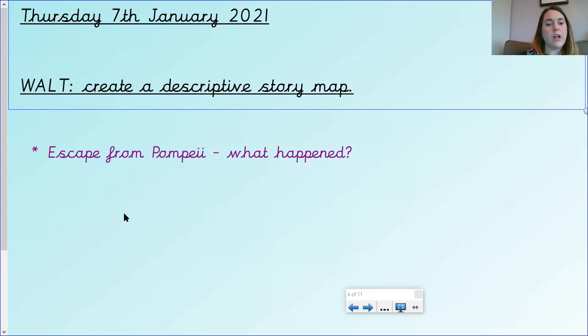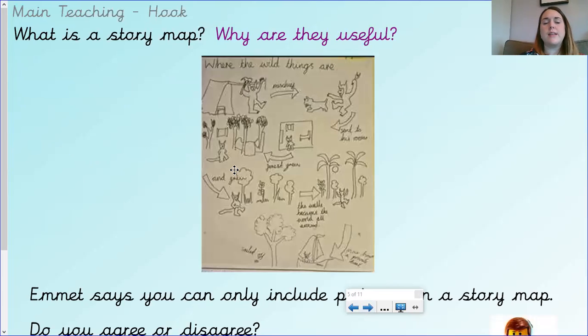Right, let's move on. Escape to Pompeii, that's the story we read yesterday. You've just had to think about what happened, I hope. You've just tried to retell the story yourselves. Today we are going to do a story map based on our Escape from Pompeii story. Why are story maps useful? What do you think?